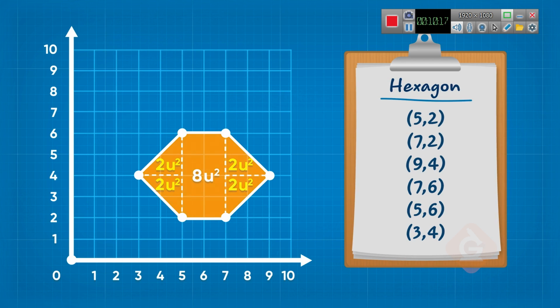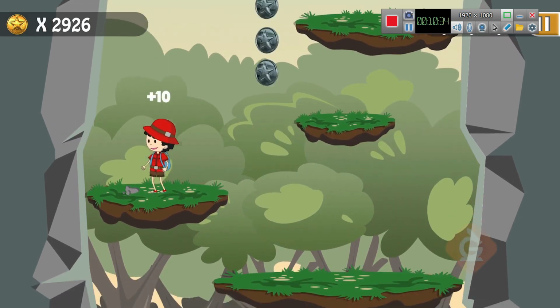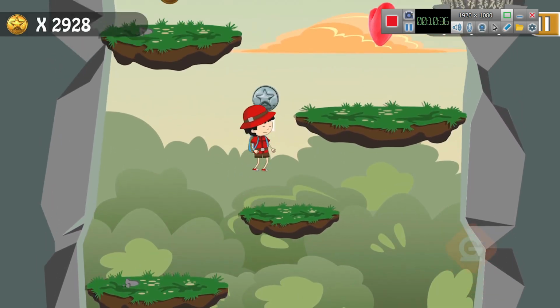To find the area of the whole hexagon, we can add all those parts together. 8 plus 8 is 16 square units. You both rock! Now that we've found the area of the hexagon-shaped building, we can do the creative part of making our video game. Yeah, like animate the scenery. And the characters. That looks like it's gonna be a fun game.